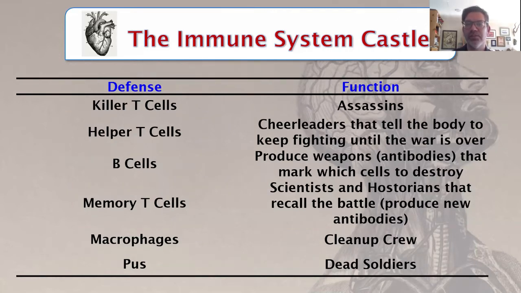Helper T cells are like cheerleaders that tell B cells to reproduce and tell immune cells to keep fighting until the infection is cleared. B cells are the weapon manufacturers, producing the antibodies that stick to and mark foreign substances. Memory T cells are like scientists and historians that create new antibodies and recall the battle so the body knows what to do during the next invasion. Finally, macrophages swallow and digest anything covered in antibodies. They are the cleanup crew. Pus is the collection of dead soldiers or white blood cells produced during the battle. And that is how your body goes to war.